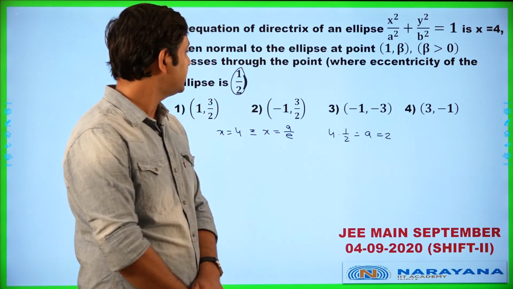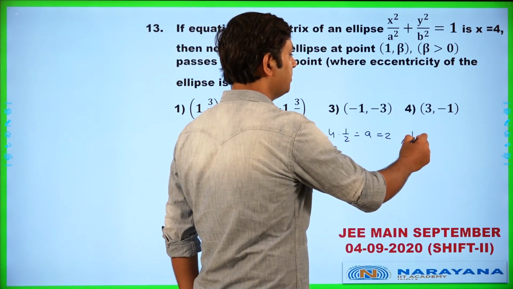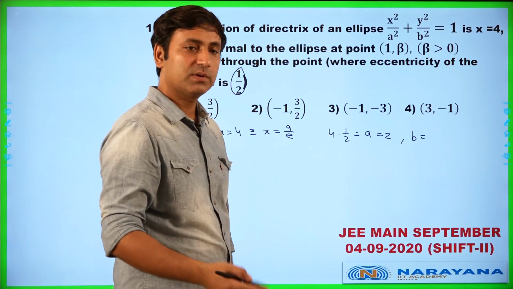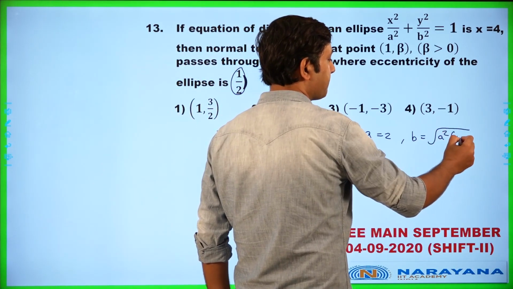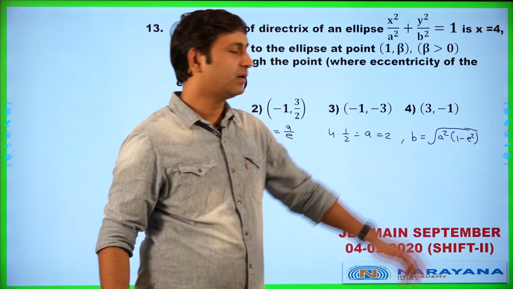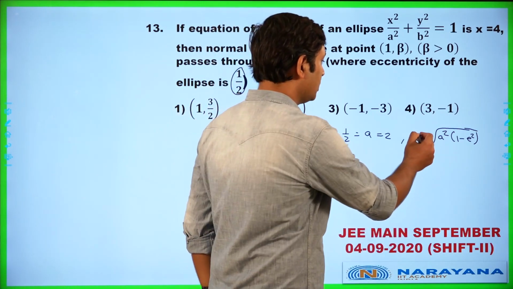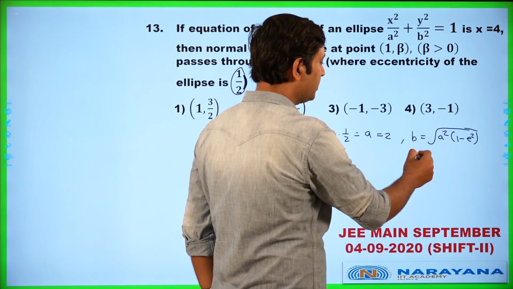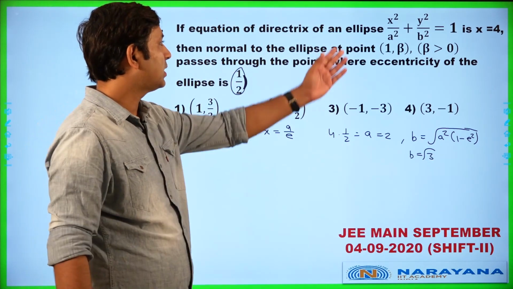Then we have eccentricity equal to half, so we can find out b. b is equal to a square root of 1 minus e square. A square is 4, 1 minus half square is 3 by 4, 4 into 3 by 4 is 3. So b will be equal to root 3. So we know our ellipse.